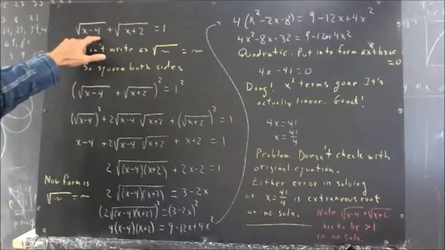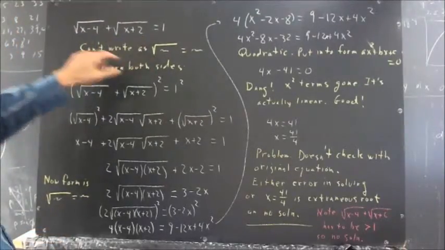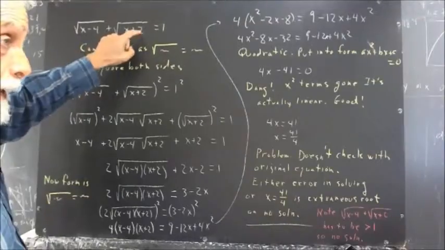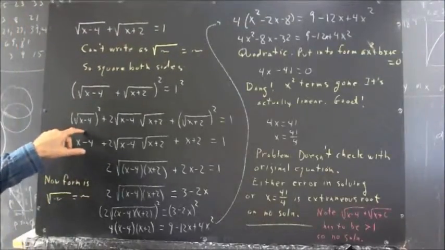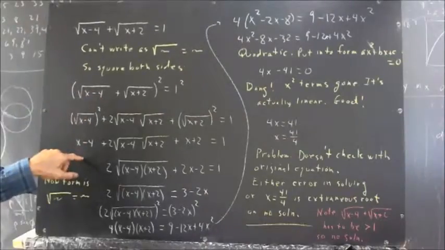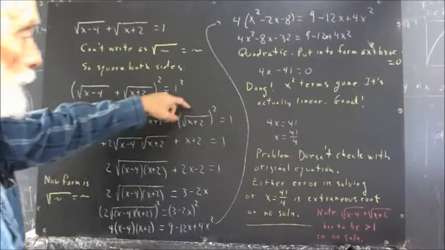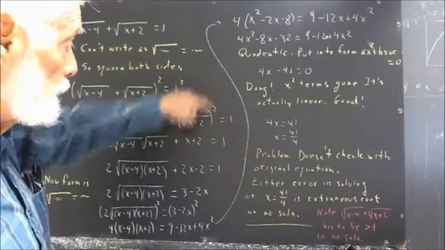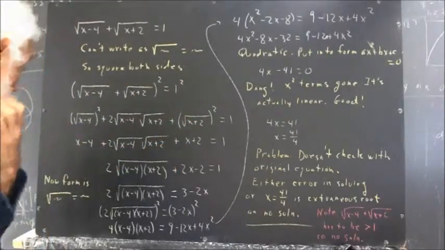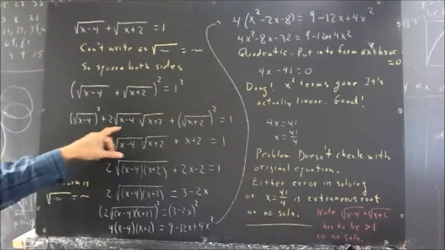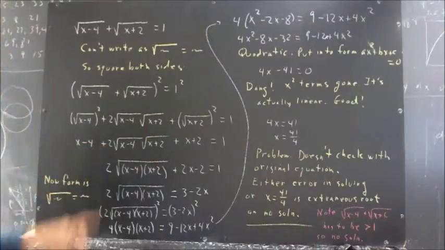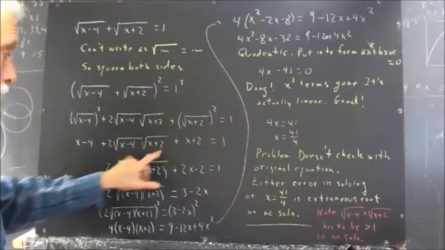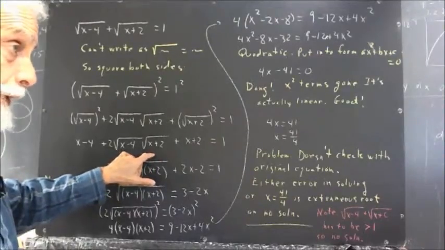When we square it, we're going to have this squared, we're going to have this squared, we're also going to have this times this, and we're going to have this times this. We get quantity x minus 4 squared, which is going to give us x minus 4. We have the square root of x plus 2 quantity squared, which is going to give us x plus 2. But we also have 2 times the square root of x minus 4 times the square root of x plus 2. And that means we've still got square roots here.